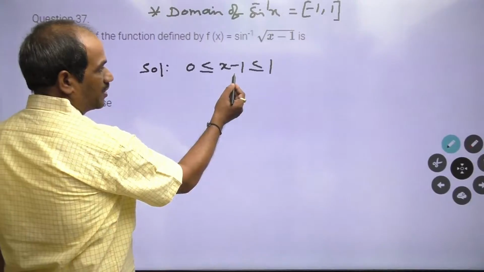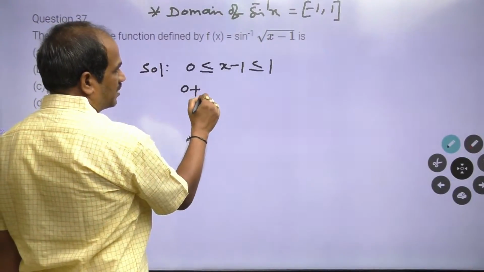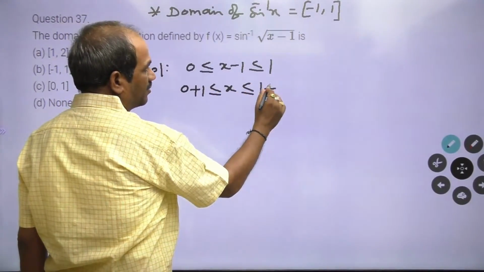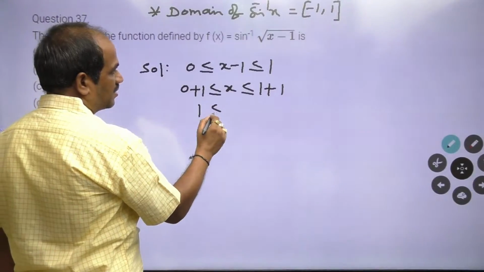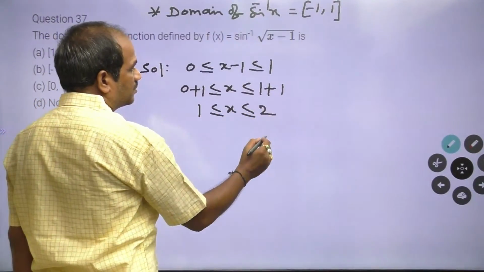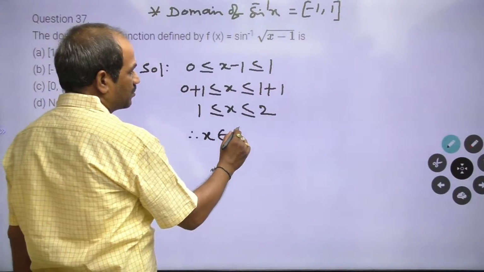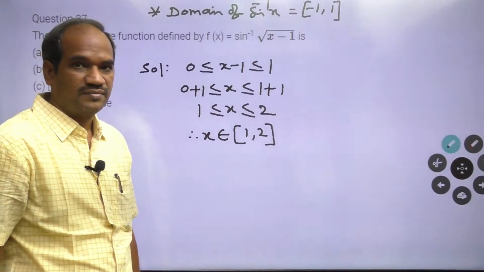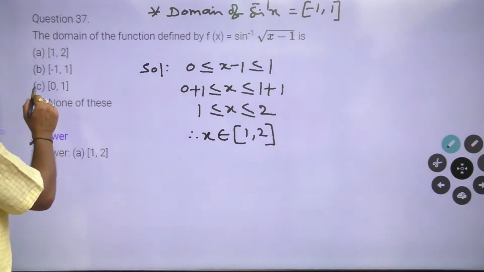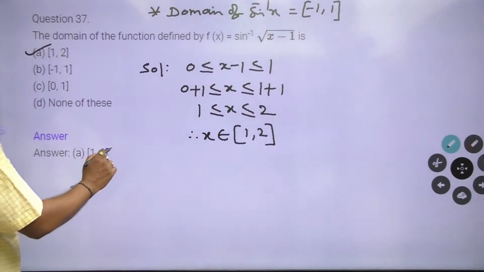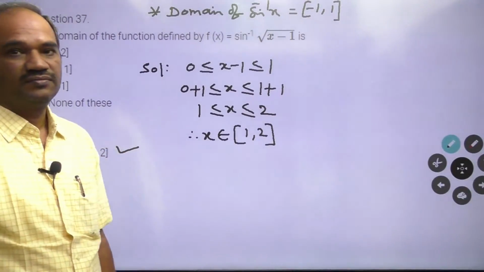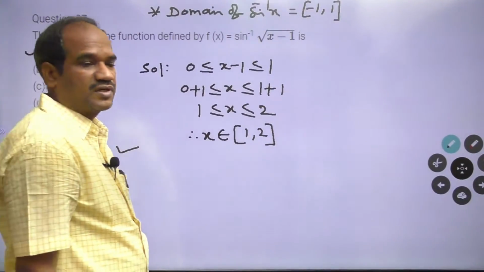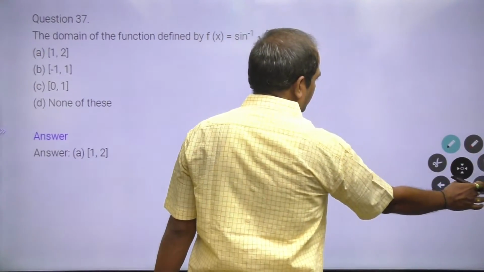See x minus 1, adding 1 on both sides: 0 plus 1 is less than or equal to x, since minus 1 plus 1 cancel, less than or equal to 1 plus 1. So 1 is less than or equal to x is less than or equal to 2. Therefore x belongs to the closed interval 1 comma 2, this is the domain of the given function. Check the answer here, the first option, closed interval 1 comma 2, is the answer. Write this question. Okay, right. Next, see this next problem.